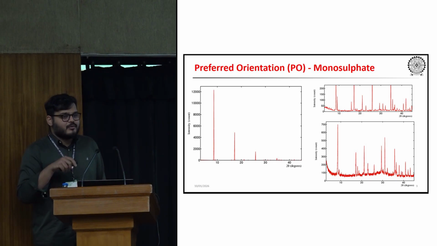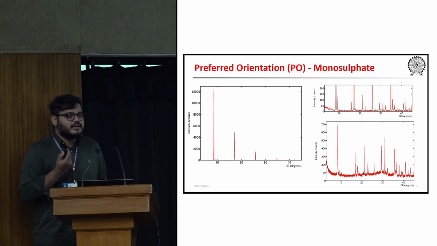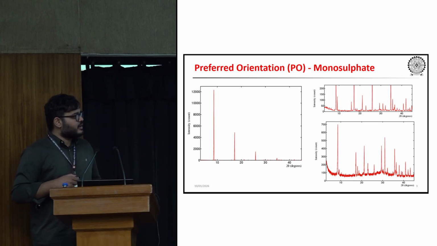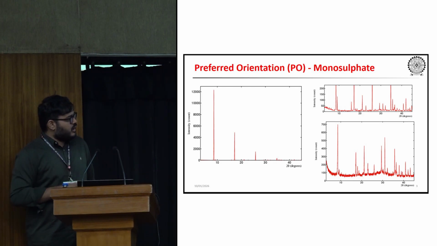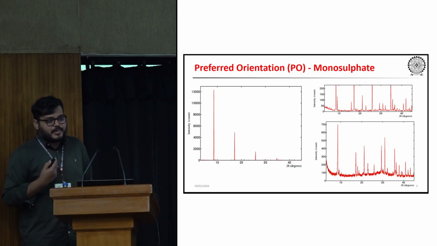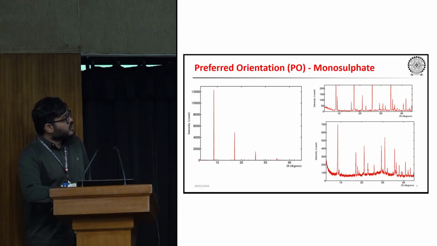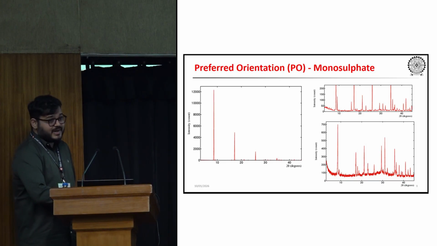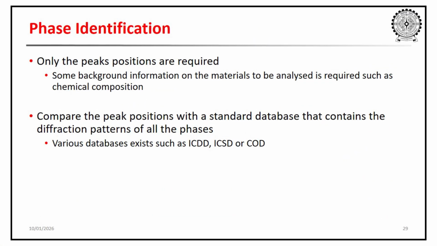This is a typical reflection geometry. You could also do a transmission geometry where you let the X-ray pass through a cylinder filled with sample, and you can see that this is how the original pattern should look. So preferred orientation is a big problem, and it has to be minimized as much as possible.